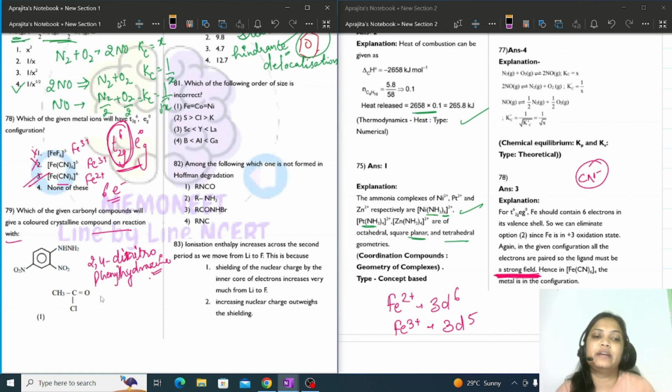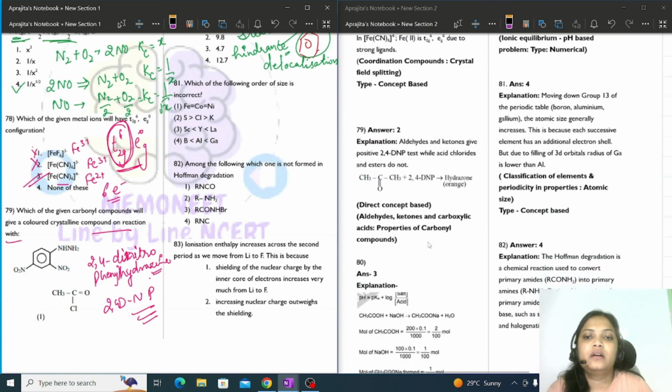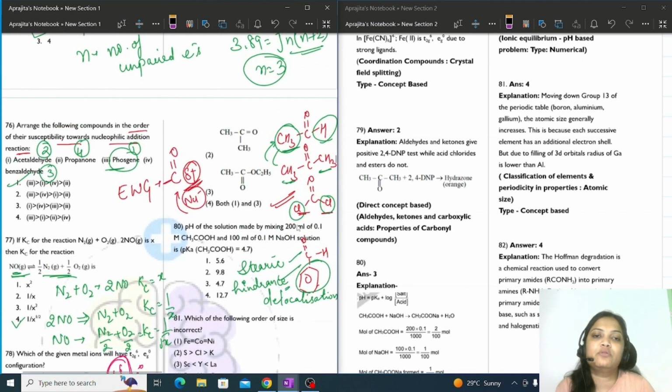Phenylhydrazine, 2,4-dinitrophenylhydrazine. So we know about the 2,4-DNP test. As we can see here, the 2,4-DNP test is given by aldehydes and ketones only. Acid chloride will not give it, so the first option cancels out.